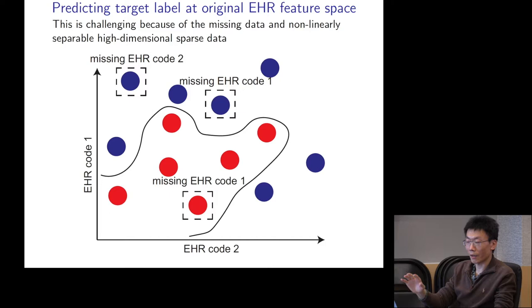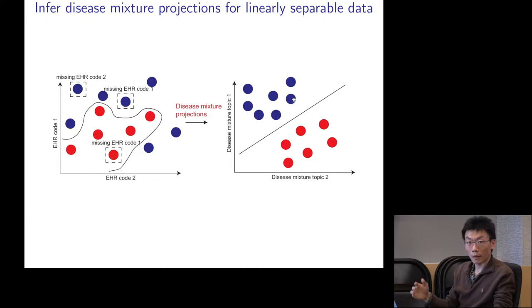Here the red dots are the patients with the disease, and the blue dots are the healthy individuals. So it's hard to actually draw a linear line to separate the two cohorts. Our goal here is to transform this graph into something like this, a different way of representing the patient, such that we can very easily draw a linear line to separate the patients with the disease and the normal controls, without disease.